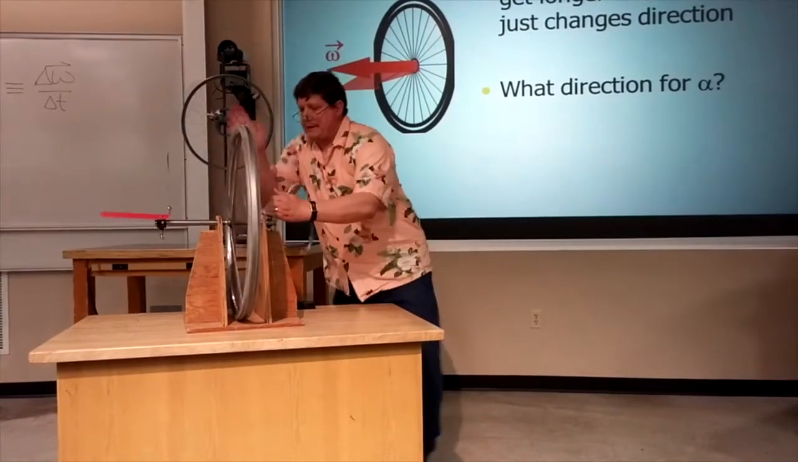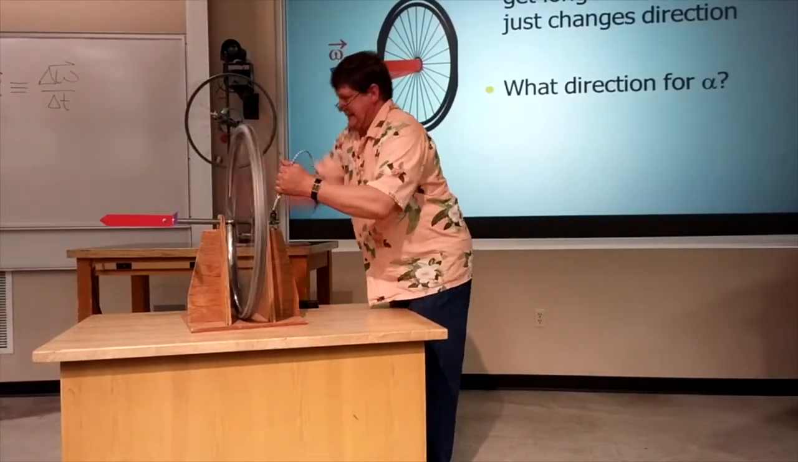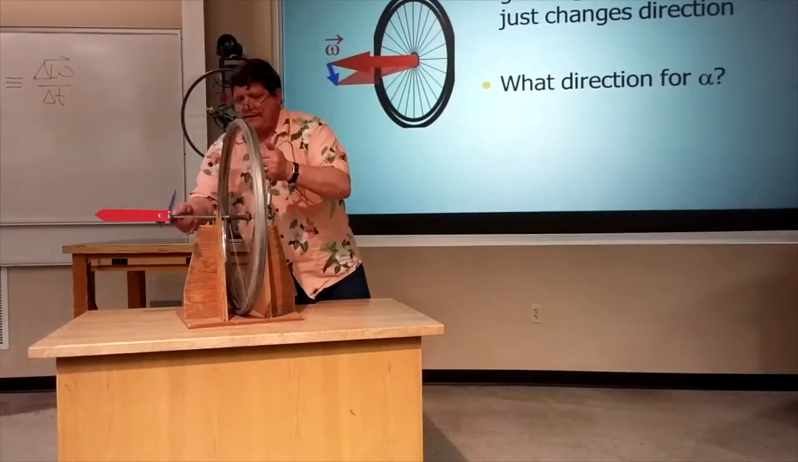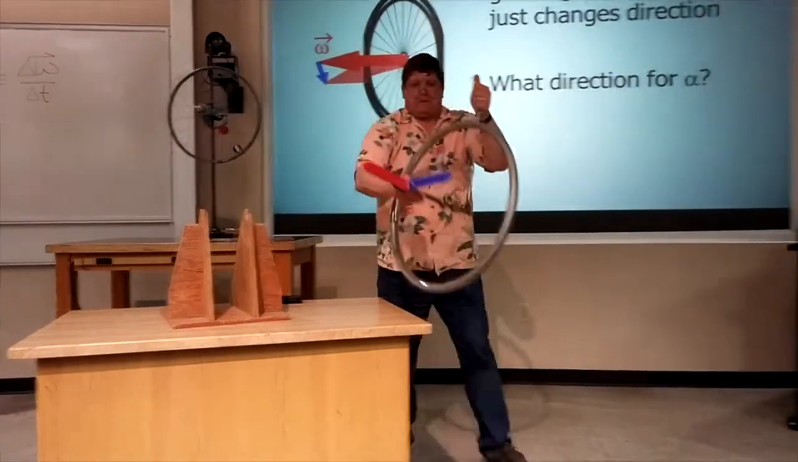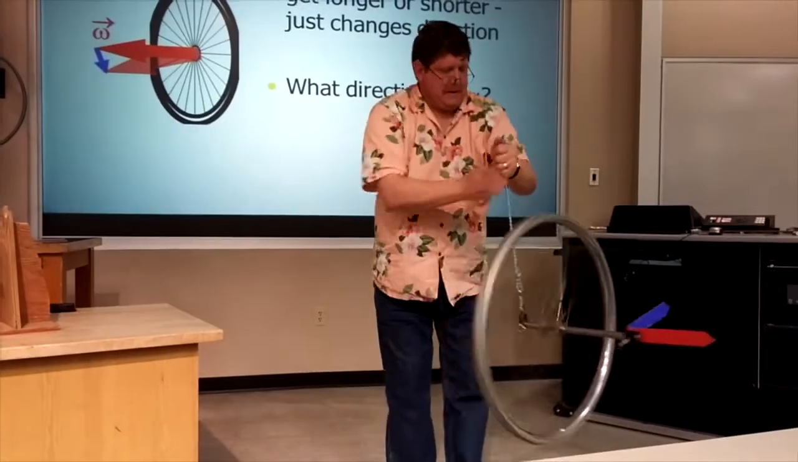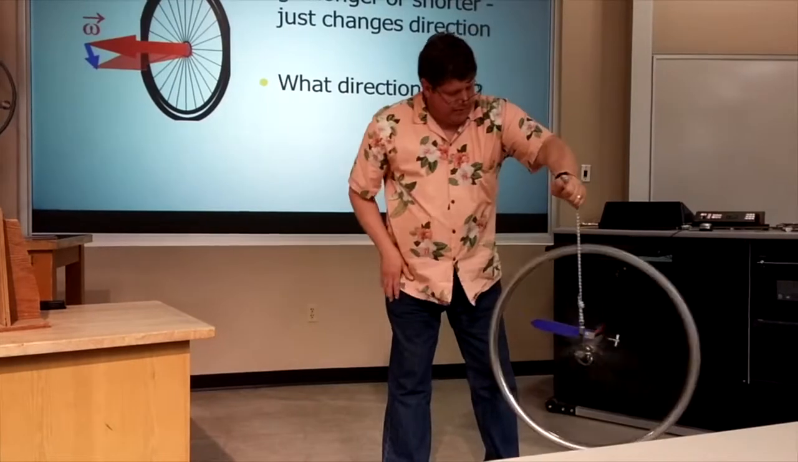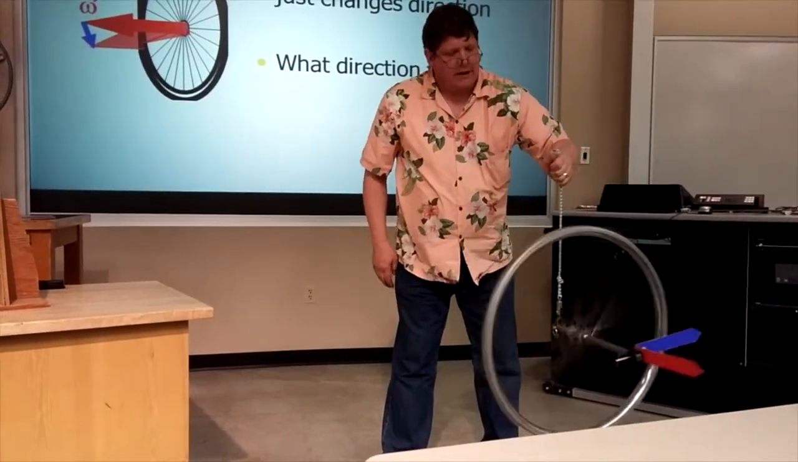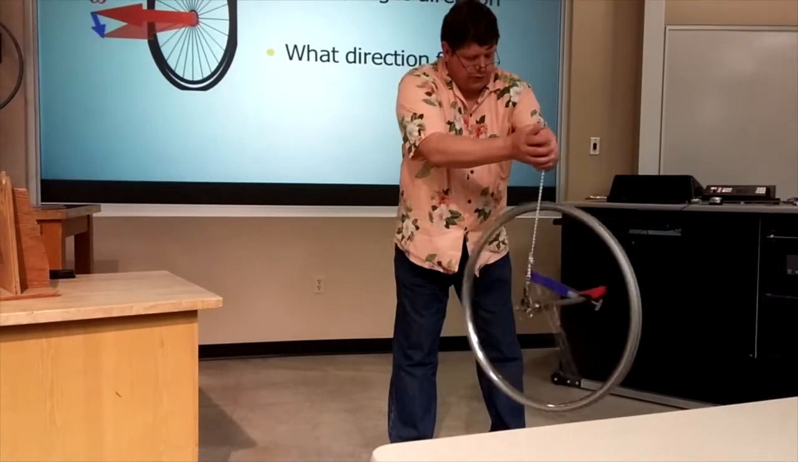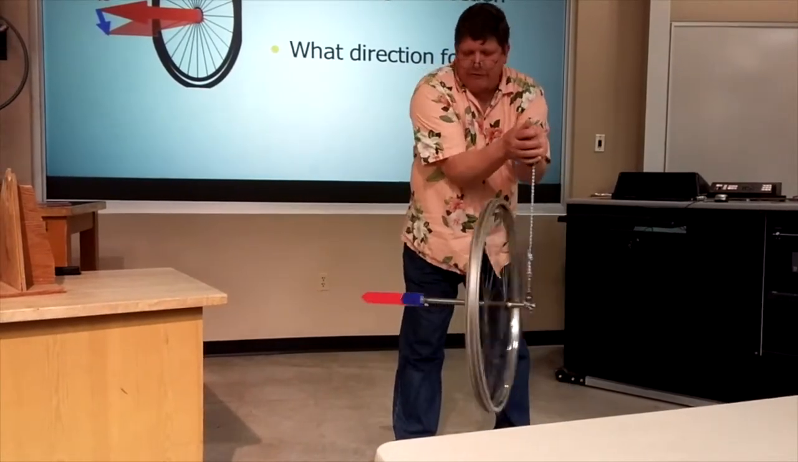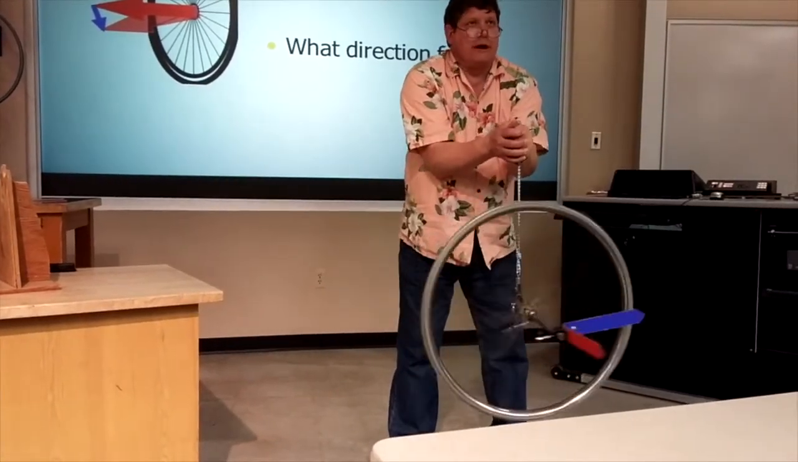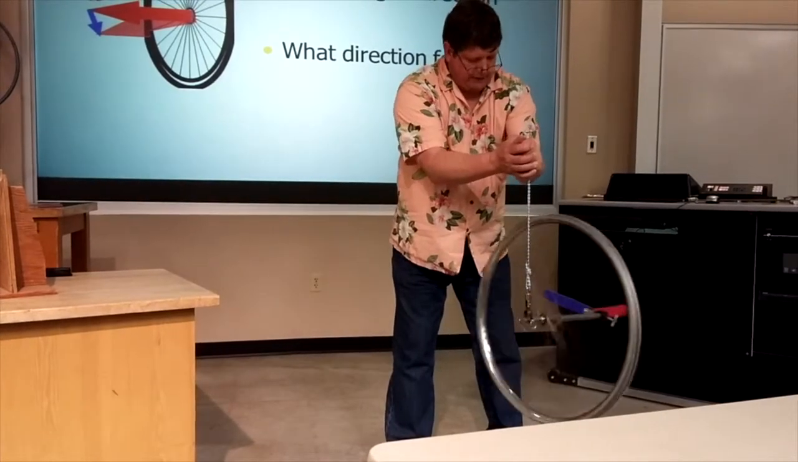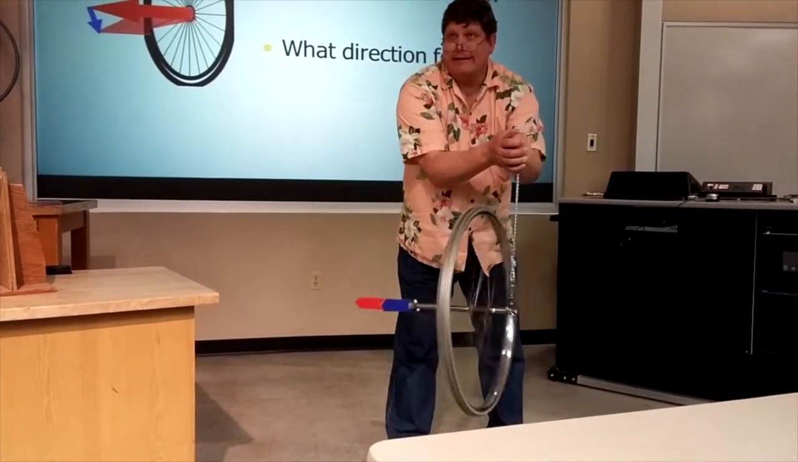Let me spin this up again. Again, if this were Harvard, we'd have a machine or a grad student to do that. Okay, so the omega vector is always pointing along the red arrow, and it never gets longer or shorter. The alpha vector is the blue arrow. It's always 90 degrees to the red arrow.